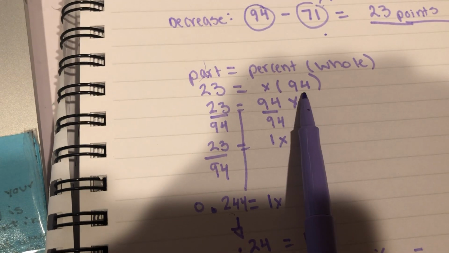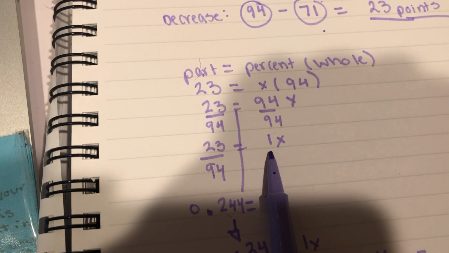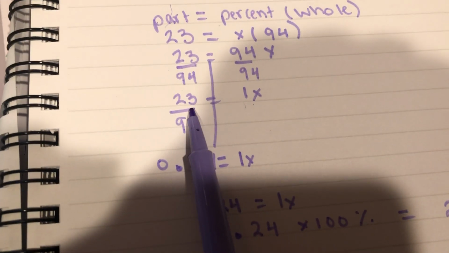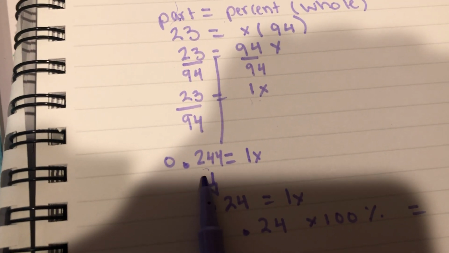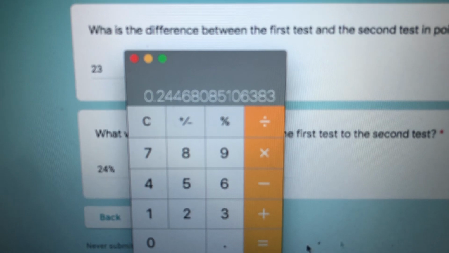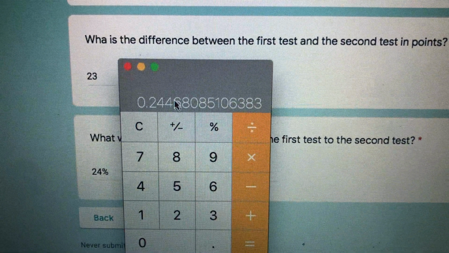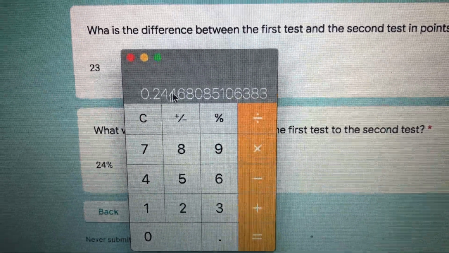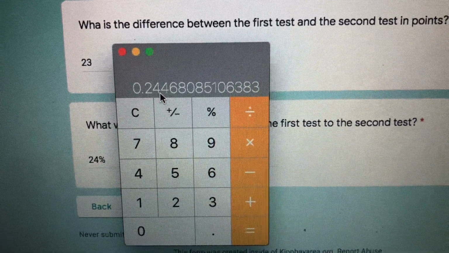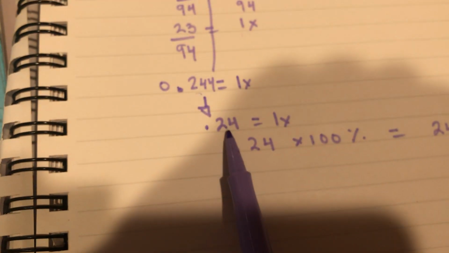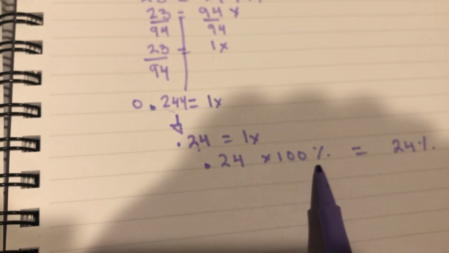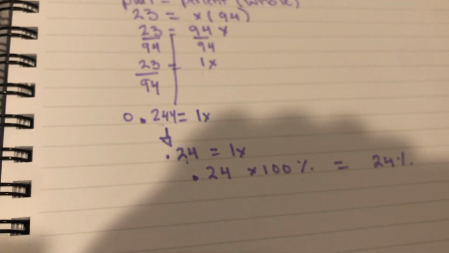I wrote my equation and I substituted correctly. I needed to find out what x is, so I divided by 94 on both sides to get 1x. We did 23 divided by 94, and we got this super long number. And what I told you when you get this is you're going to round to the thousands place, which is the third number past the decimal. And if it's less than 5, then it's going to stay the same, so this would just stay as 24 hundredths. So we moved it to 24 hundredths, the hundredths place, and what we did was multiply it by 100 or 100%, and I got 24%.